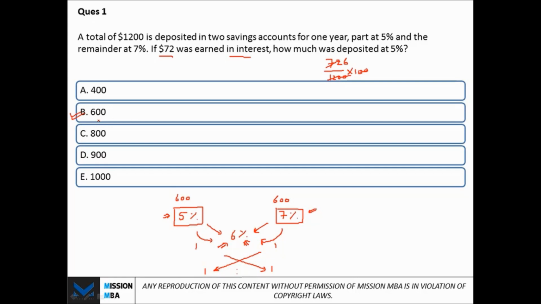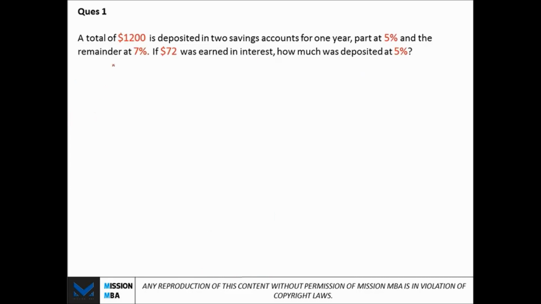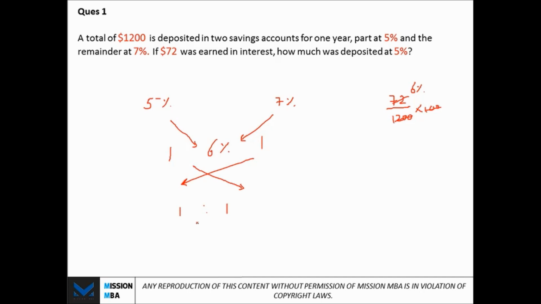I think it's quite simple. Let me just show you once again and that will be very clear to you. So guys, what we had is 5% in one bank, 7% in the second bank. And the net gain was $72 out of 1200, which makes it a net increase of 6%. So 5% increase and 7% increase have been mixed in such a way to obtain a 6% increase. You have improved it by 1 and decreased it by 1. So the changes have the ratio 1:1. So they have to be equal.